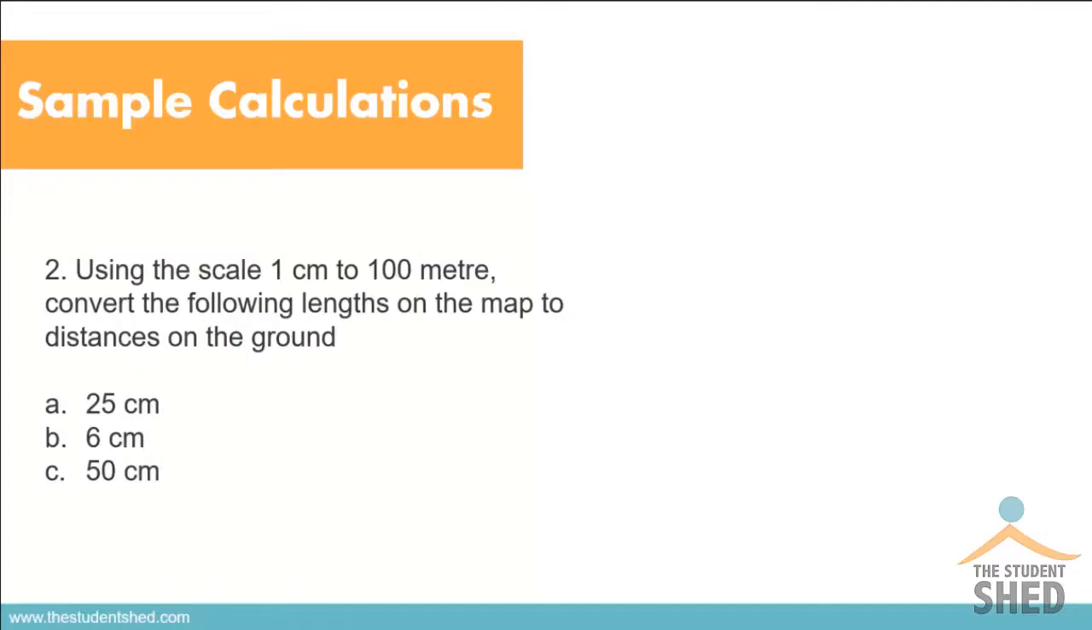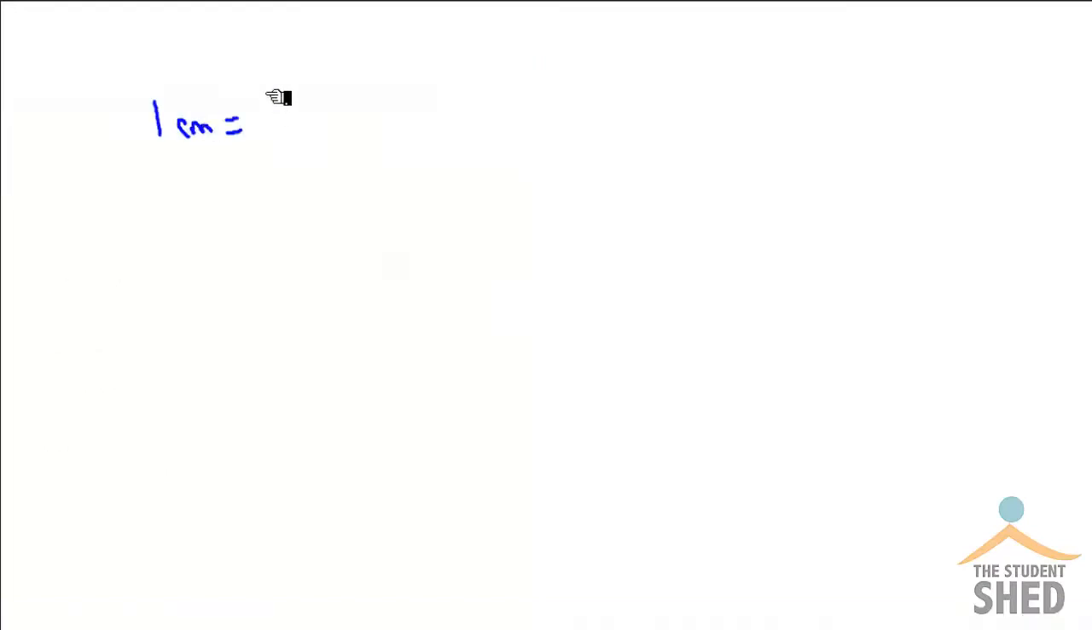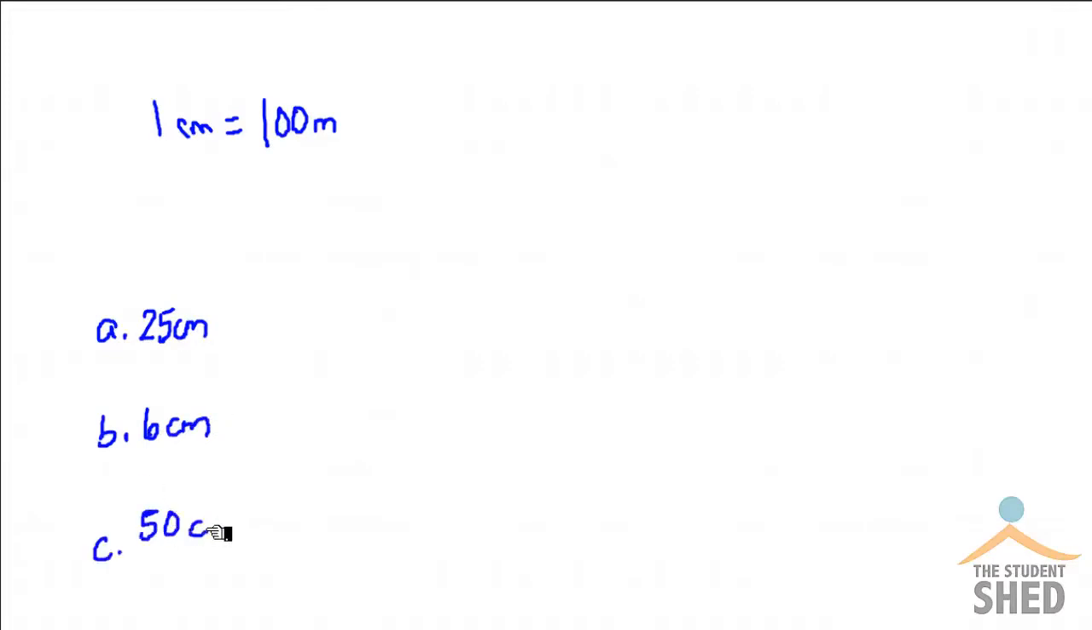The second question says, using the scale 1 centimeter to 100 meters, so that means for every centimeter on the map, it's equal to 100 meters on the actual ground. So using the scale 1 centimeter to 100 meters, convert the following lengths on the map to distances on the ground. Okay, so A, 25 centimeters, B, 6 centimeters, and C, 50 centimeters. 1 centimeter is 100 meters. Now we need to find the distances on the ground for 25 centimeters, 6 centimeters, and also 50 centimeters. How do we calculate that?